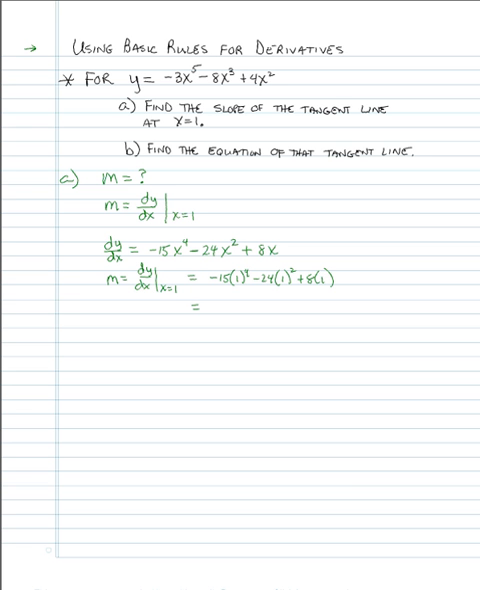And so what do we get here? That's a negative 15 in the first position, a minus 24 in the second position, and plus 8. And I believe if my calculations are right, negative 15 minus 24 is negative 39, plus 8 is negative 31. So when x is equal to 1, the slope of the tangent line is negative 31. Okay, that's the answer to part A.